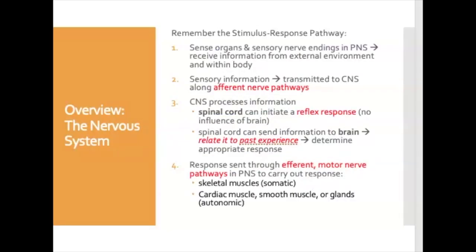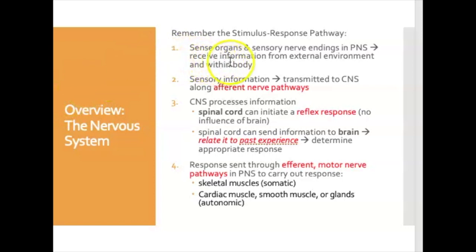Remember when we talked about homeostasis earlier in the semester? We talked about what we called the stimulus response pathway. And when we talk about the nervous system, we're talking about the same kind of pathway in that information is coming to the central nervous system from the sensory or afferent pathways. The central nervous system is then integrating all of that information and sending out some type of response along efferent or motor pathways.